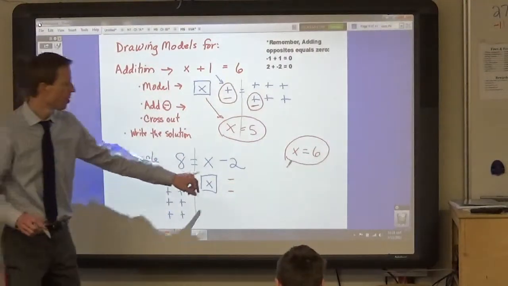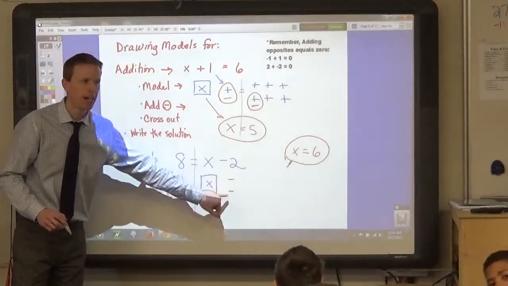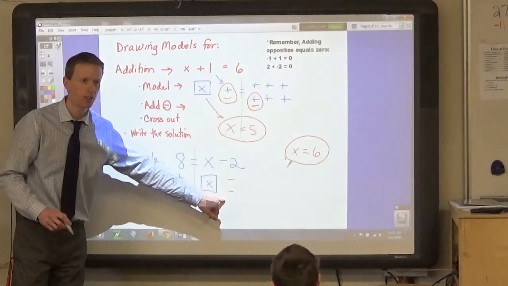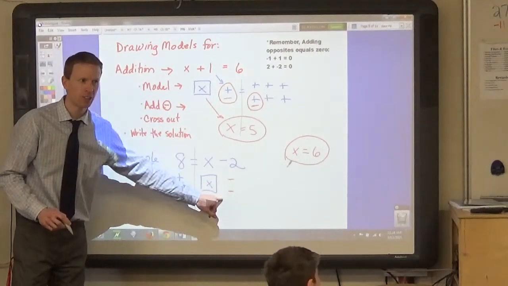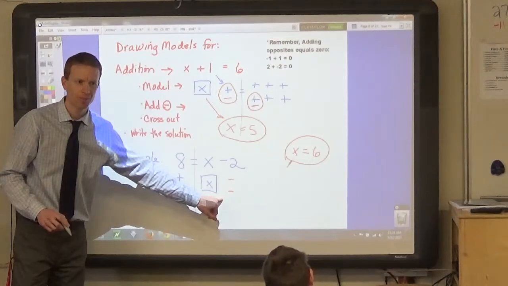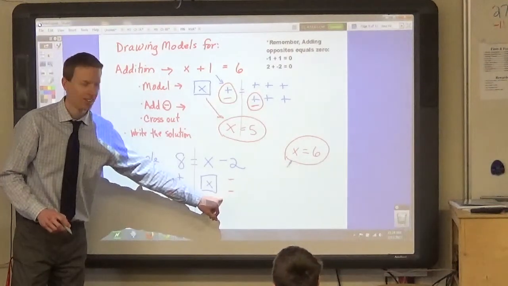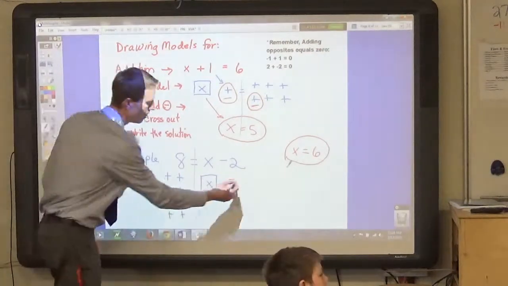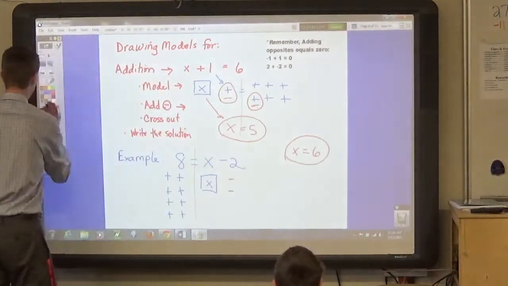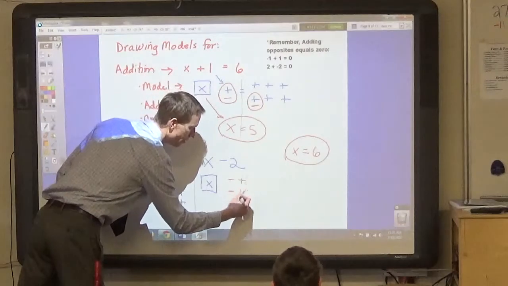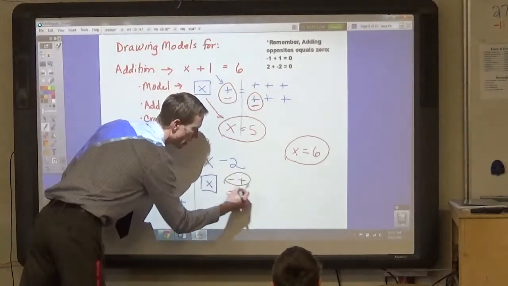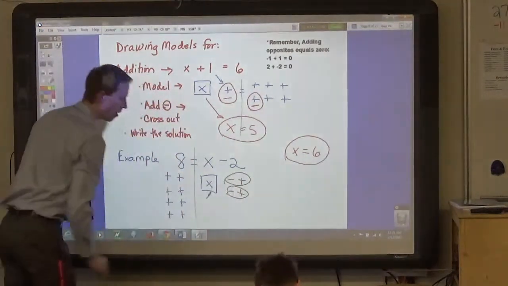Good. Now, we have an x and we have minus 2. What should we add to the negatives to get rid of them? Positive. Add positives. How many? 2. Right. Add 2. 1, 2. That gets rid of these. That leaves x by itself.